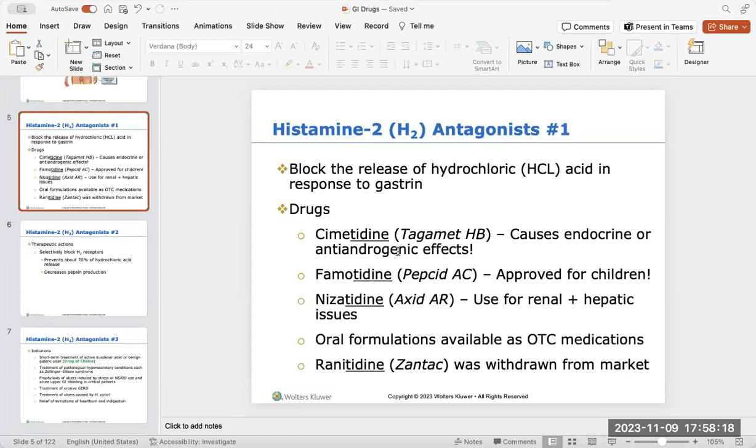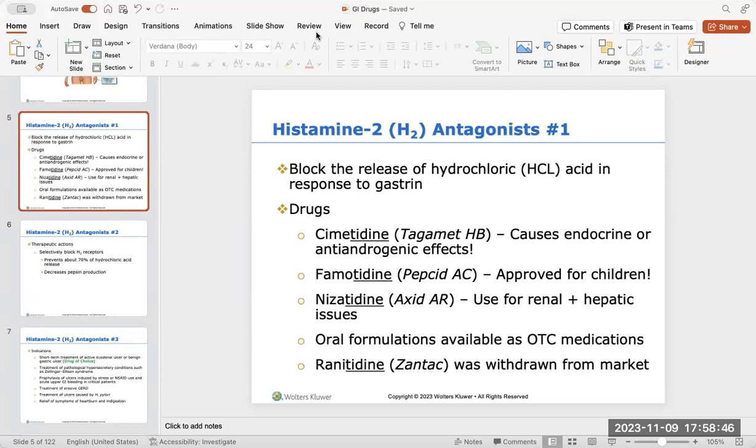So all of these drugs end in tadine: cimetidine, famotidine, nizatidine, ranitidine, all end in the same ending, okay? Cimetidine causes endocrine or anti-androgenic effects, right? So we might have problems with growth and development and things like that. Famotidine is really good for children. Nizatidine is used for renal and hepatic issues because these don't really affect that.